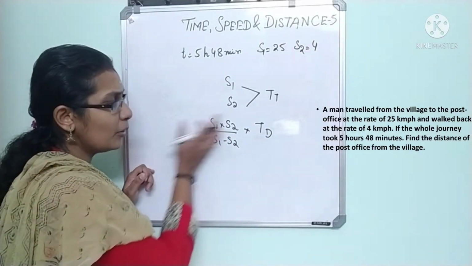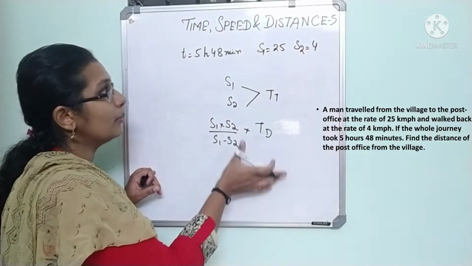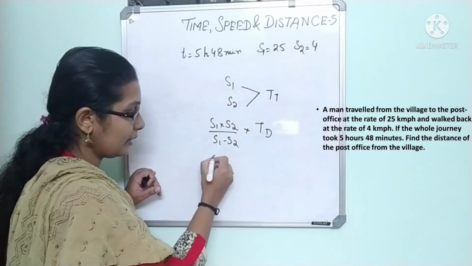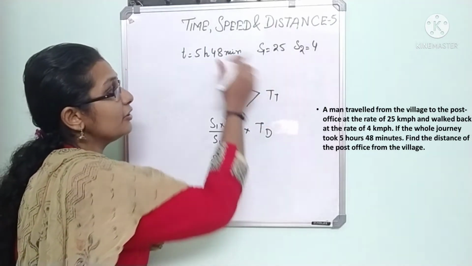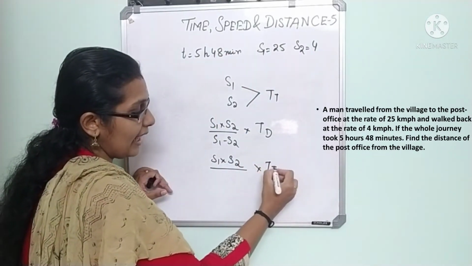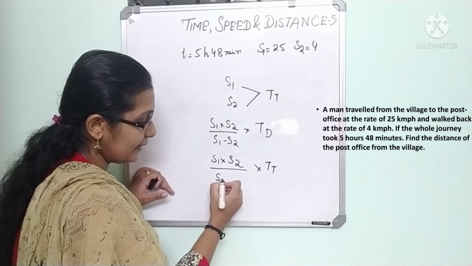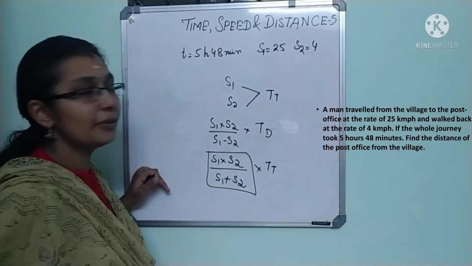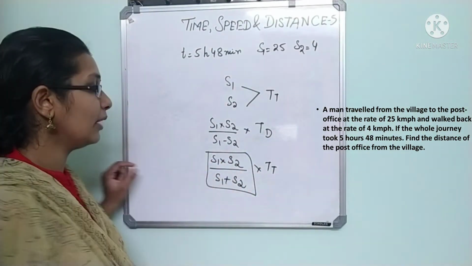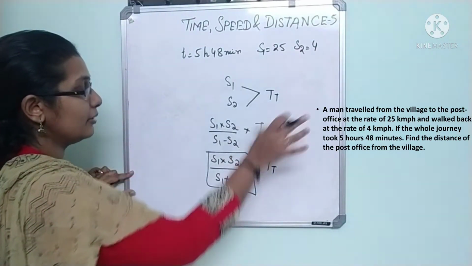So there is a small change in this formula. That formula we will use in this question and solve it. S1 into S2, same, divided by, since it is total time, S1 plus S2 into total time. So use this shortcut often in questions so you will not forget it. Now we will use this shortcut in this question and solve.